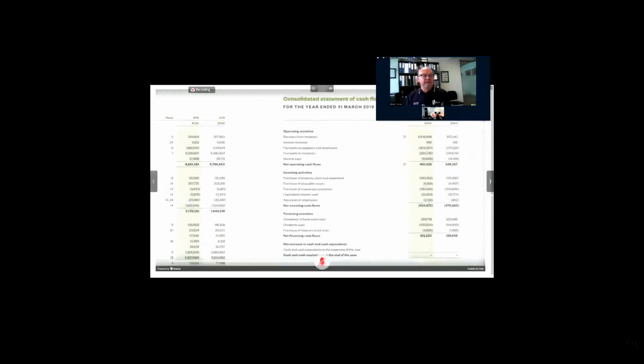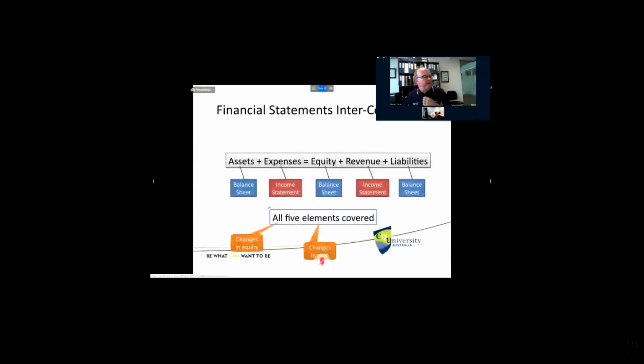So that's Ryman Healthcare's cash flow statement. And so you can look at your own firm. And we're going to talk a bit more about all of this as to why we have a statement of changes in equity and cash flow statements.